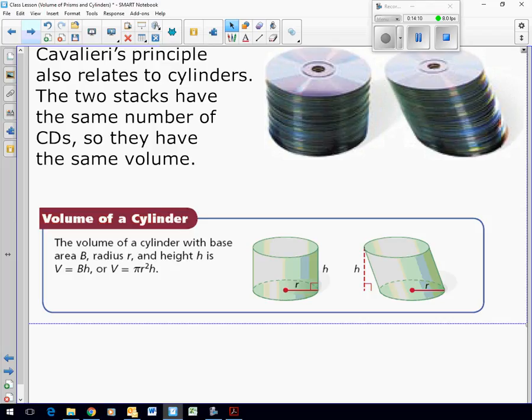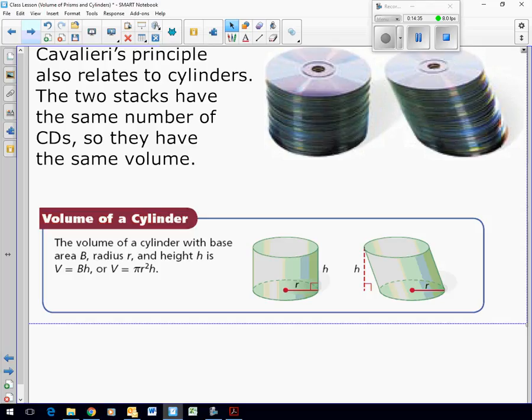True or false? They have the same volume. It's true. Guys, if they have the same radius, they have to have the same area, right? Pi times radius squared, area of a circle. If the radius is 8 here and it's 8 here, they have the same base. Do they have the same height?